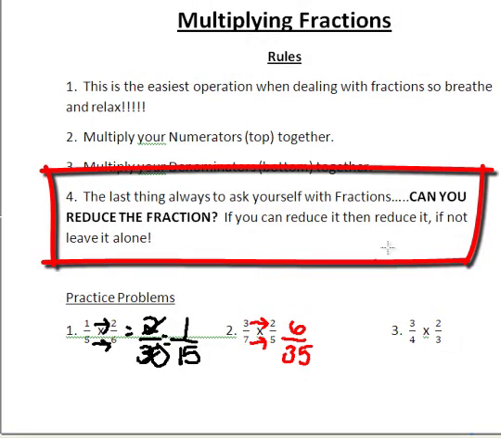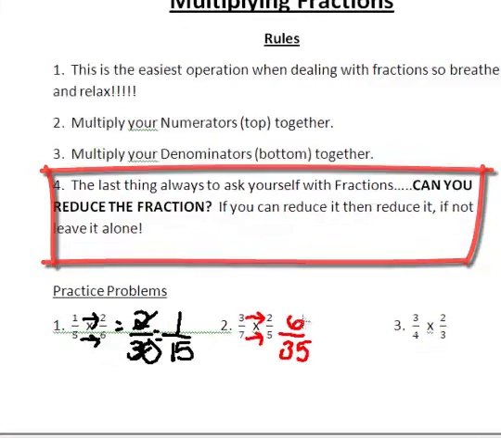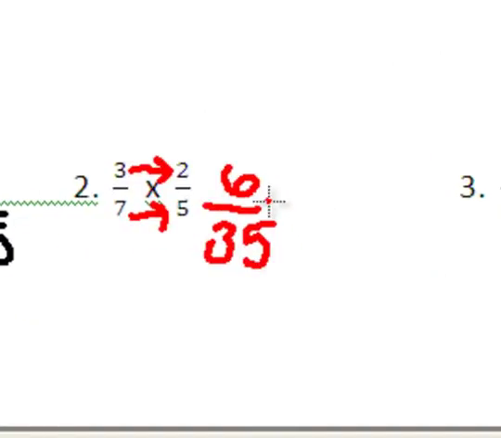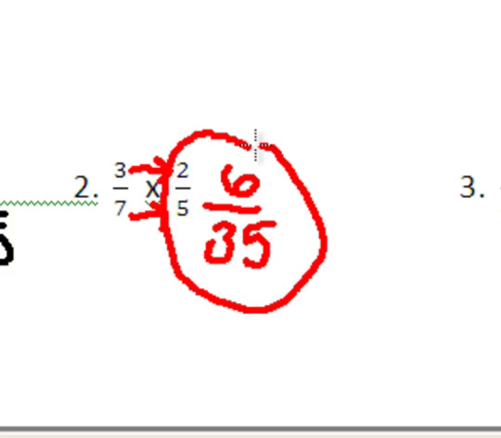Now again, the last thing we have to ask ourselves: can we reduce the fraction? So we have to look and see, can I divide both of these numbers by the same number? And it doesn't look like it. Let's see, 6, we could do 2 and 3, or 6, and none of those numbers would go evenly into 35, so 6/35 is going to be our answer.